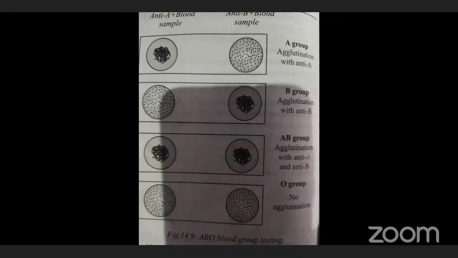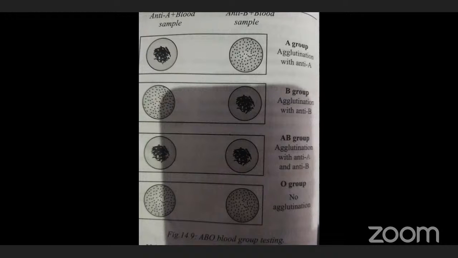If clumping occurs with anti-serum B, it is called B blood group. If the sample is clumped with both A and B, it is called AB blood group. And if the clumping does not occur, that is, there is no agglutination, it is called O blood group. Just now I told we can say A, B, or O. But to know the positive or negative Rh factor, additionally we have to add one more circle. That is considered as the Rh circle.